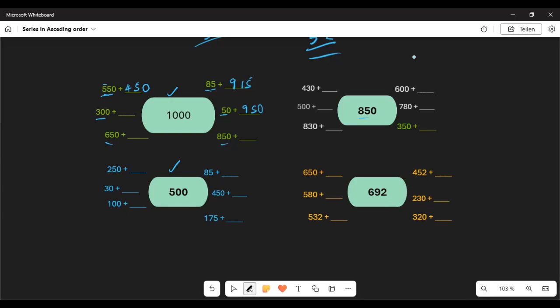The same here, we have 850. So 0 will just remain 0. And then the first whole number which is not 0, we subtract from 10. So 5 from 10 will give us 5. And then 9 minus 8 will give us 1. So that's going to be easy.